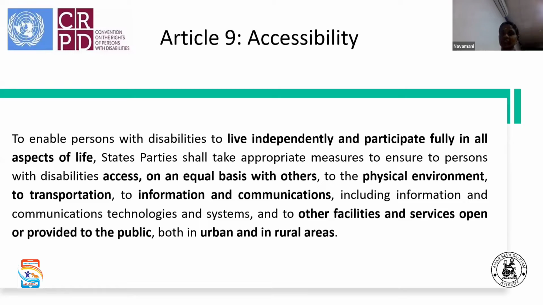So this article talks directly about accessibility, which is indirectly quoting the need for the environmental intervention.